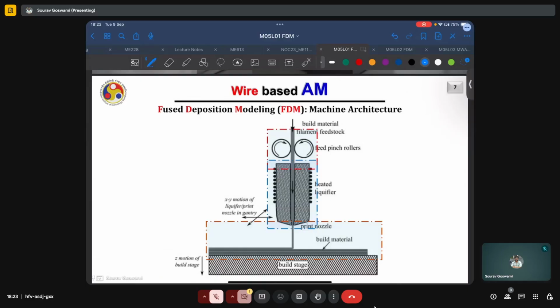The top red box highlights the feeding mechanism. The blue box just below it highlights the heating mechanism, where this filament, which was initially solid, is liquefied. And then the bottom red box highlights the printing process, or the deposition process, where the liquefied filament material is then transferred onto the build stage and molded into the required geometry.